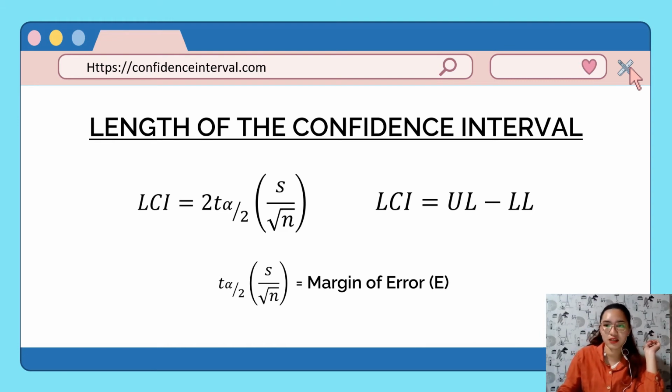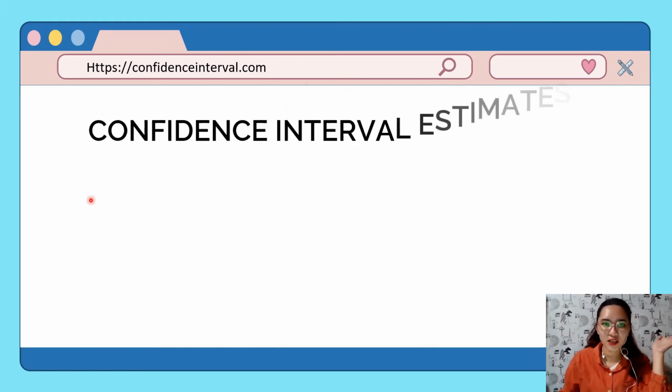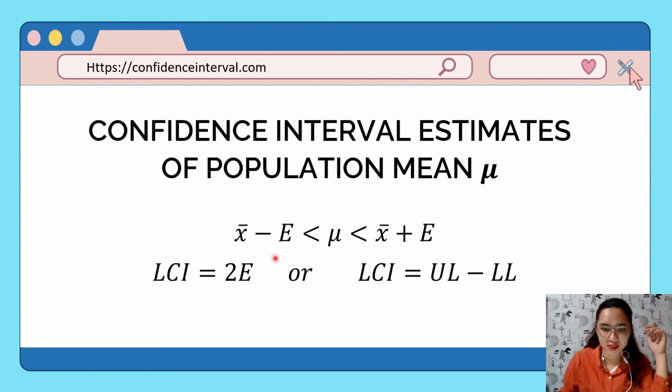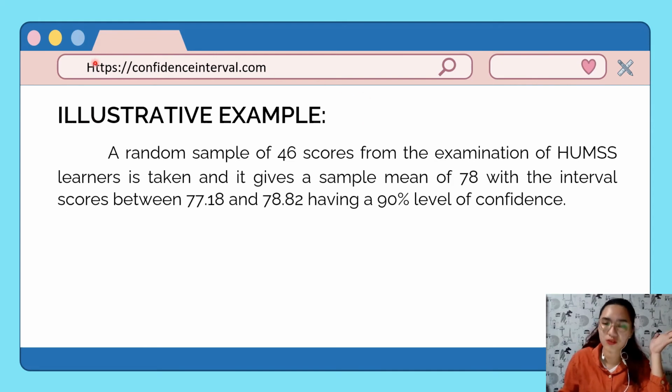Ayan. So, in general, ang ating formula to get for the interval estimate of a population mean is this. Ayan. So, ang ating population mean is between ng ating sample mean plus the margin of error and ng ating sample mean minus the margin of error. At ang pagkuha naman ng length ng ating confidence interval is twice ng ating margin of error or just the difference of our upper limit and the lower limit. So, ayun nga, voice over na lang natin to.